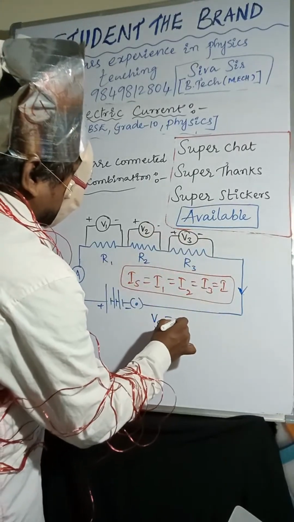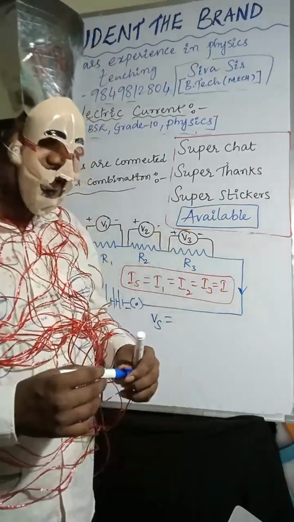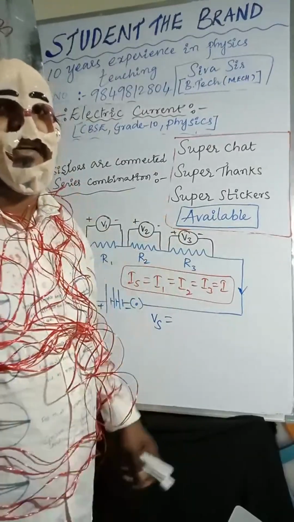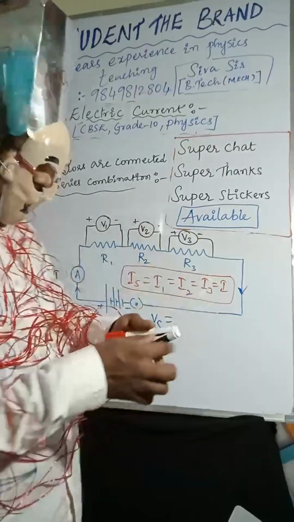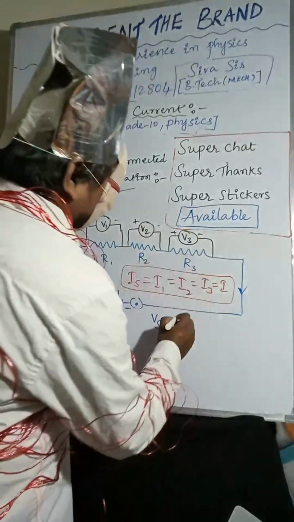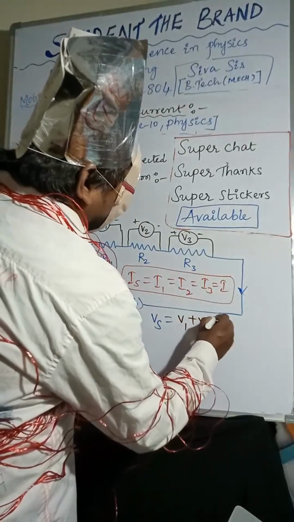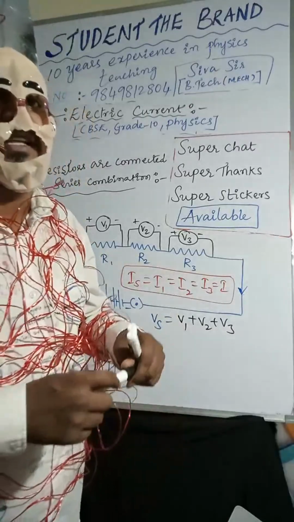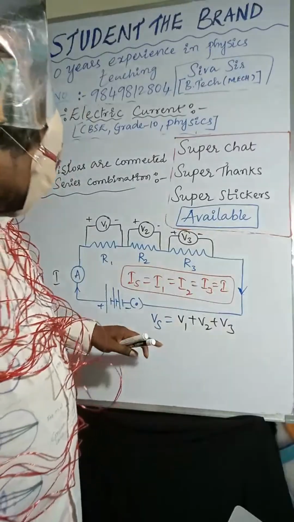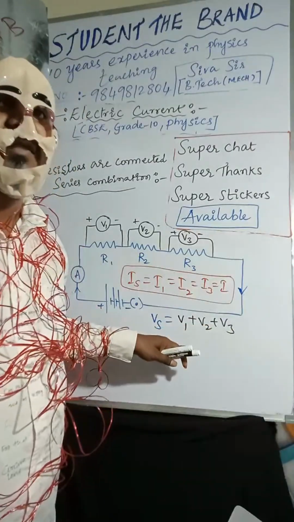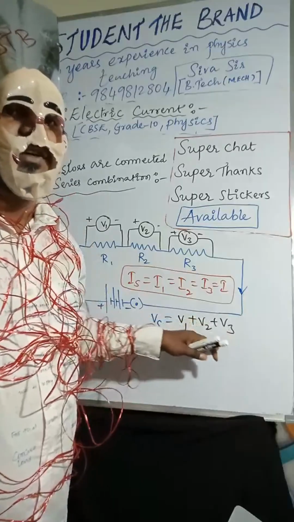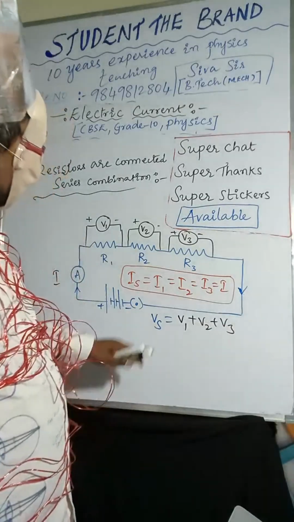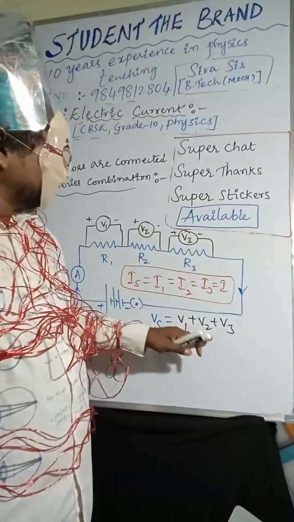Potential difference is different. So the potential difference in series combination, Vs, is equal to V1 plus V2 plus V3. So Vs equal to V1 plus V2 plus V3.